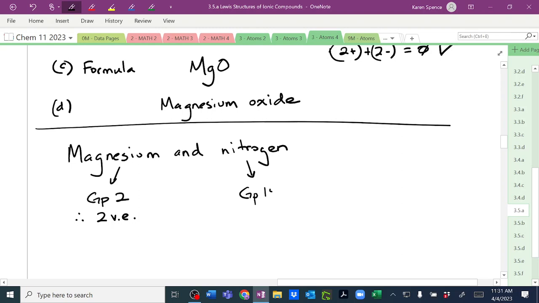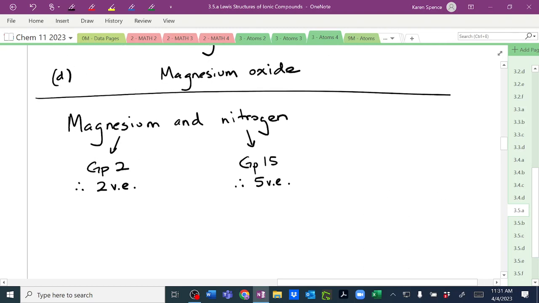Yes, it is group 15. Therefore, we have 5 valence electrons. And so now we can take our atoms. We're going to have our atoms and arrows. Here's magnesium with 2 electrons. Here is our nitrogen with 1, 2, 3, 4, 5 electrons.